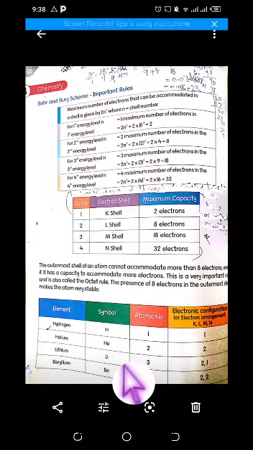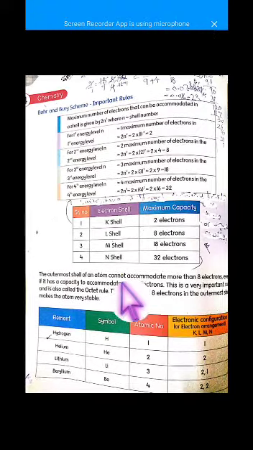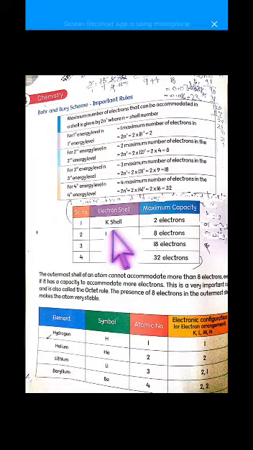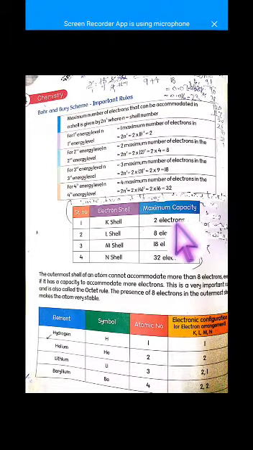Starting from arrangement of electrons, first of all, how are the electrons arranged in an atom? They are arranged in shells, then subshells, and then orbitals. First of all, you should know the shells. How many shells are there? There are 4 shells: K shell, then L shell, then M and N. And what is the maximum capacity of holding electrons? K shell can hold 2 electrons, whereas L shell can hold 8 electrons, M can hold 18, and N can hold 32 electrons.